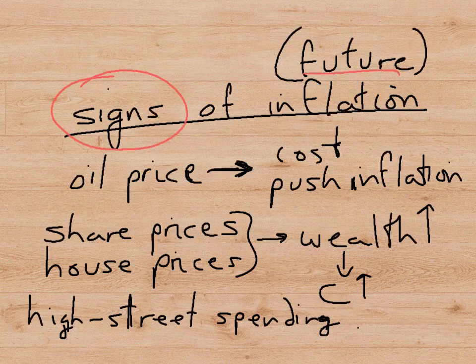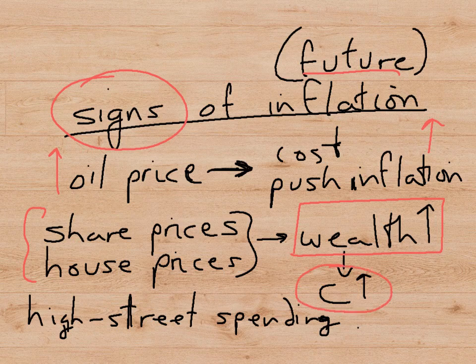The emphasis being on the word future, because the central bank is always looking ahead. For example, if the oil price is going up and is predicted to continue going up, this could cause cost push inflation in the future. If share prices and house prices are going up, people will soon start to feel more wealthy, and this can cause them to spend more of their income. So consumer spending could go up because people feel that they own an asset such as a house or some shares, which are becoming more valuable.